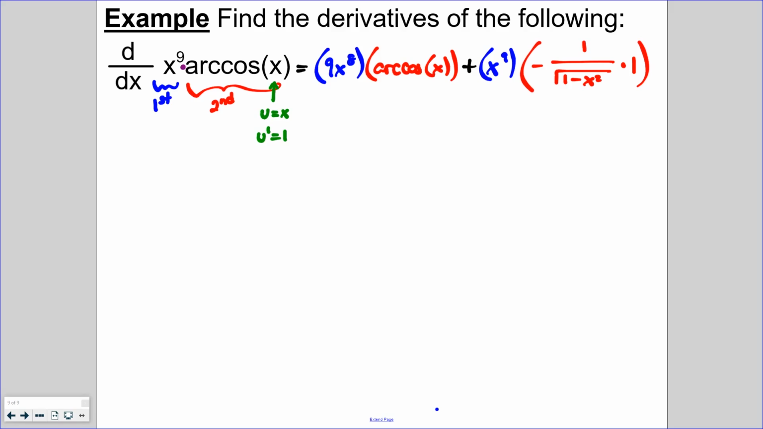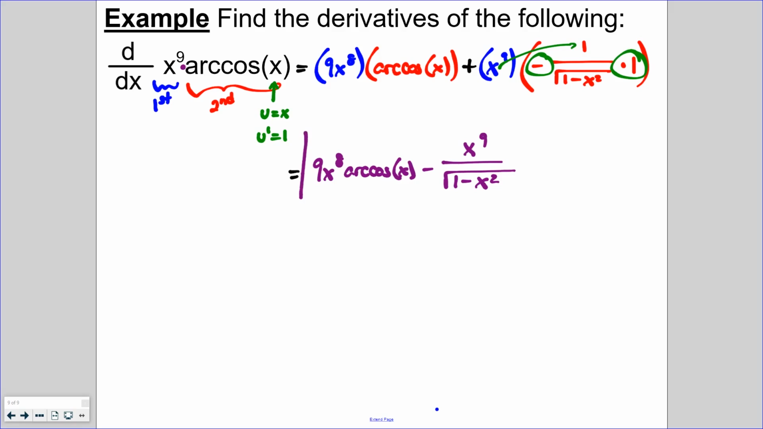Now we just need to simplify the second term a little bit more. So we are going to get 9x to the 8th arccosine of x minus x to the 9th all over the square root of 1 minus x squared. I got that by taking the x to the 9th and multiplying it by the numerator. I know that 1 times anything is just going to be itself, and the plus turned to a minus because of this negative. And there we have it, the derivative of x to the 9th arccosine of x. All right folks, that is it. That is finding the derivative of arcsine or arccosine functions.